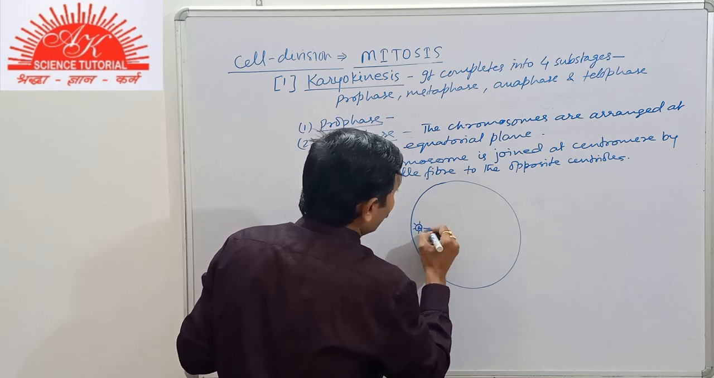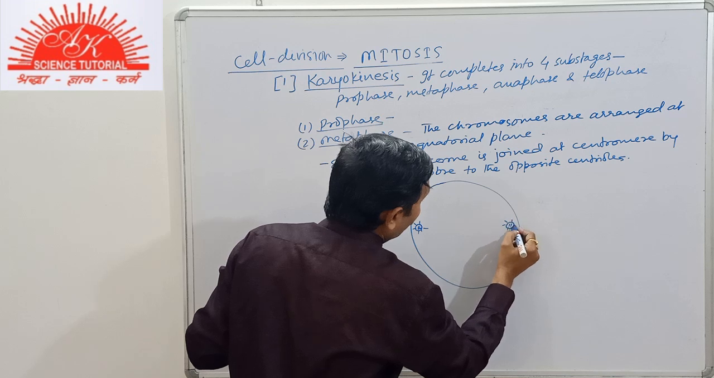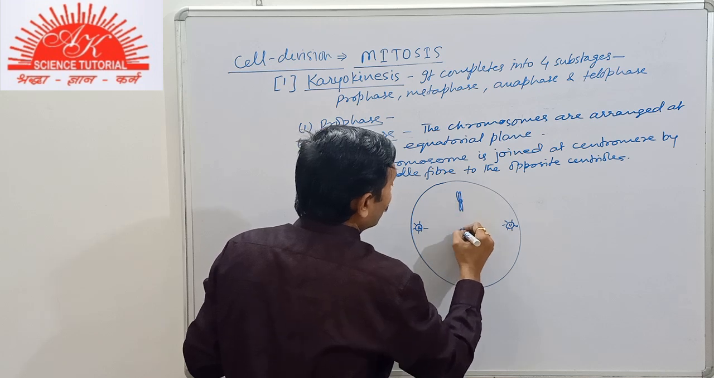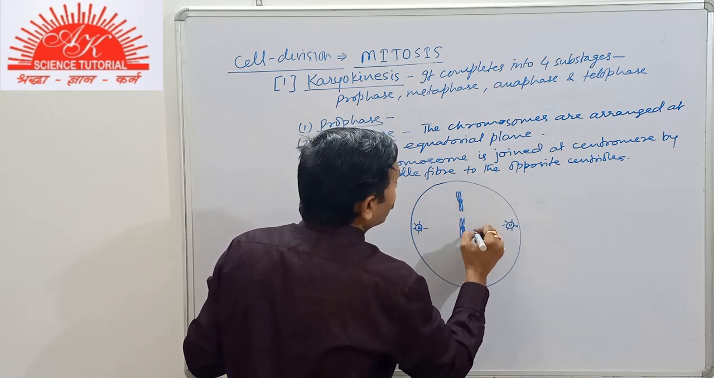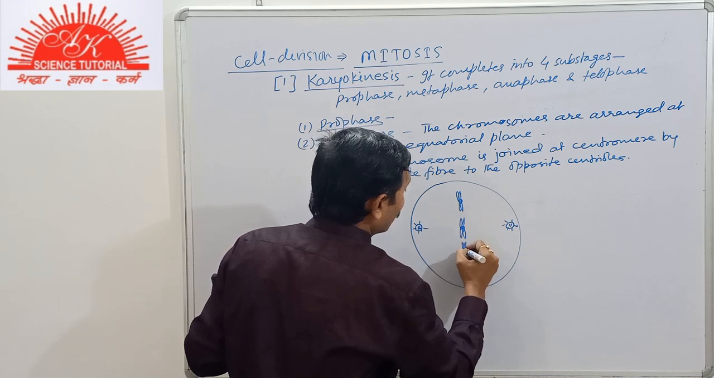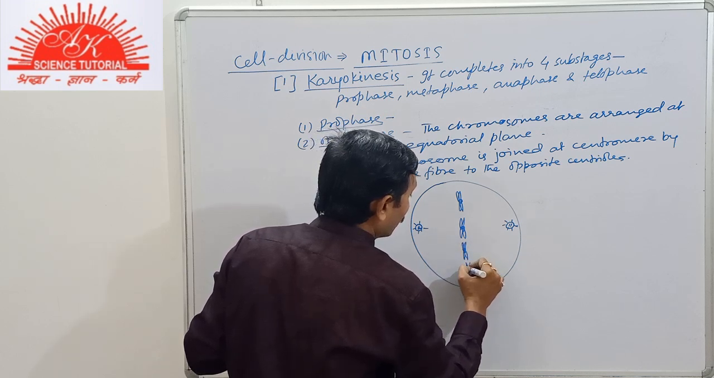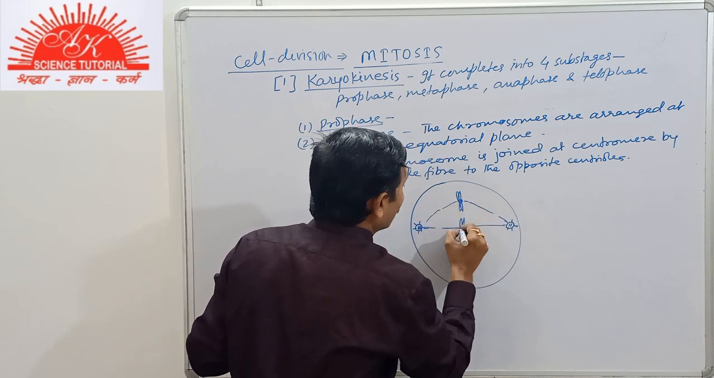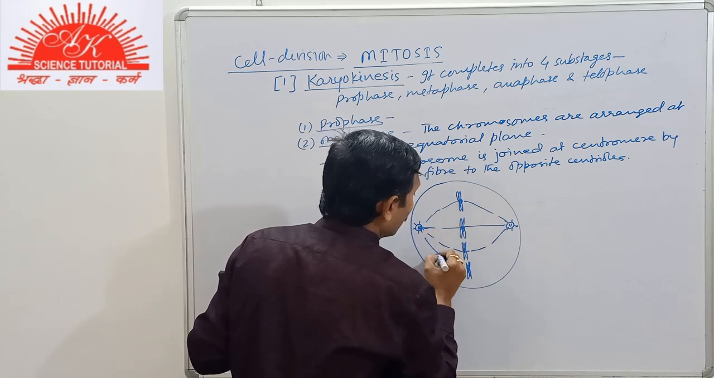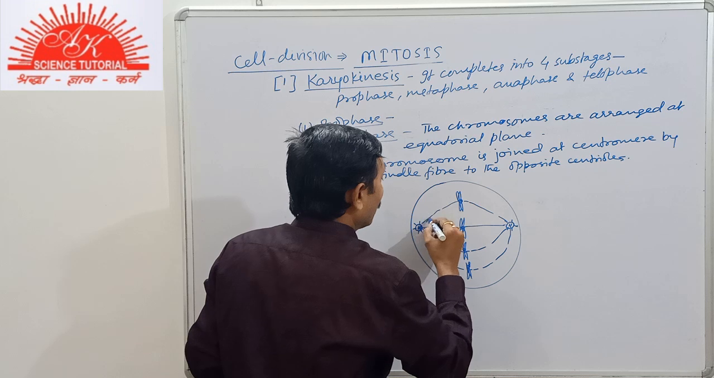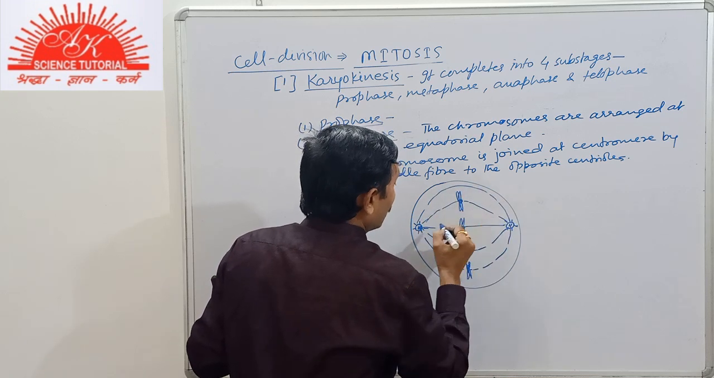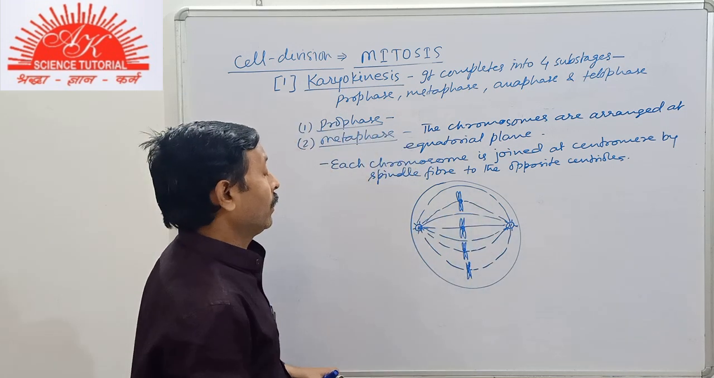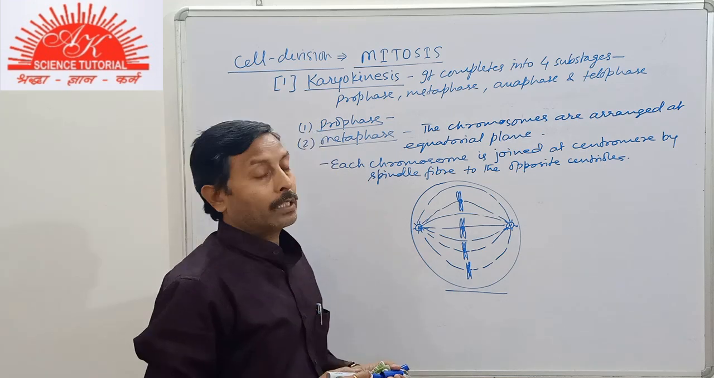Now, suppose we draw the diagram like this. Centriole. Now, the chromosomes get arranged at the equatorial plane, attached by spindle fibers to the opposite poles. There may be some continuous spindle fibers also joining the two centrioles directly. So, this is the metaphase.